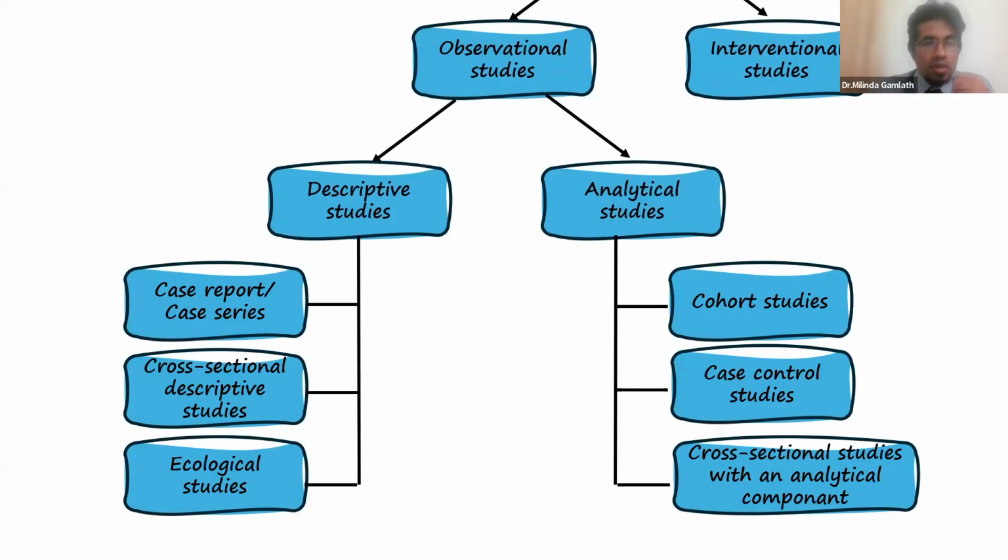Descriptive study designs include case reports, case series, cross-sectional descriptive studies, and something called ecological studies. On the other hand, analytical studies are, as you might have heard, cohort studies, case control studies, and cross-sectional studies with an analytical component. Some literature mention this as analytical cross-sectional studies as well. So for each of these, you need to know a little bit about what this study is and what are the advantages and disadvantages.